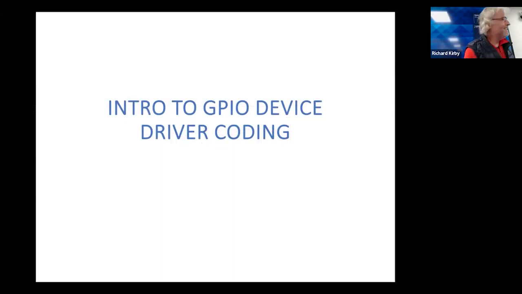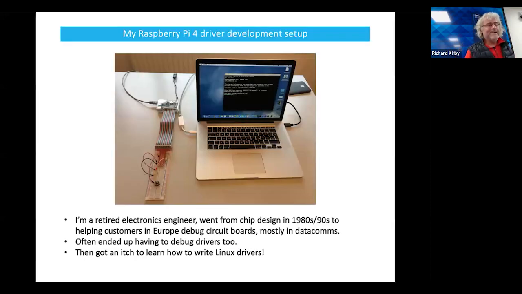My name's Ruben. I sort of play around with some driver coding occasionally. This is the setup that I have. I do all the coding on my laptop and then transfer it to a Raspberry Pi 4. There's a little breadboard there, and on there's an LED button switch. And with that, I can experiment doing GPIO drivers in Linux.